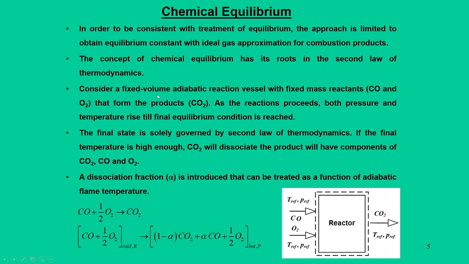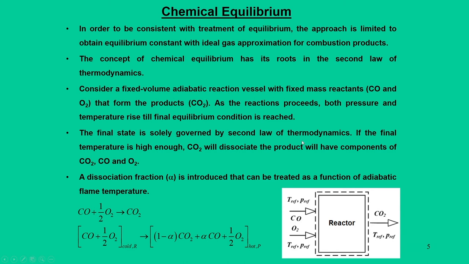Now, to demonstrate this fact, let us consider a fixed volume adiabatic reaction vessel with fixed mass of reactants CO and O2. In this reactor, the reactants CO and O2 enter at reference pressure and temperature, and side by side produce CO2 at the same reference pressure and temperature. As the reaction proceeds, both pressure and temperature will rise till the final equilibrium condition is reached. The final state is solely determined by the second law of thermodynamics.